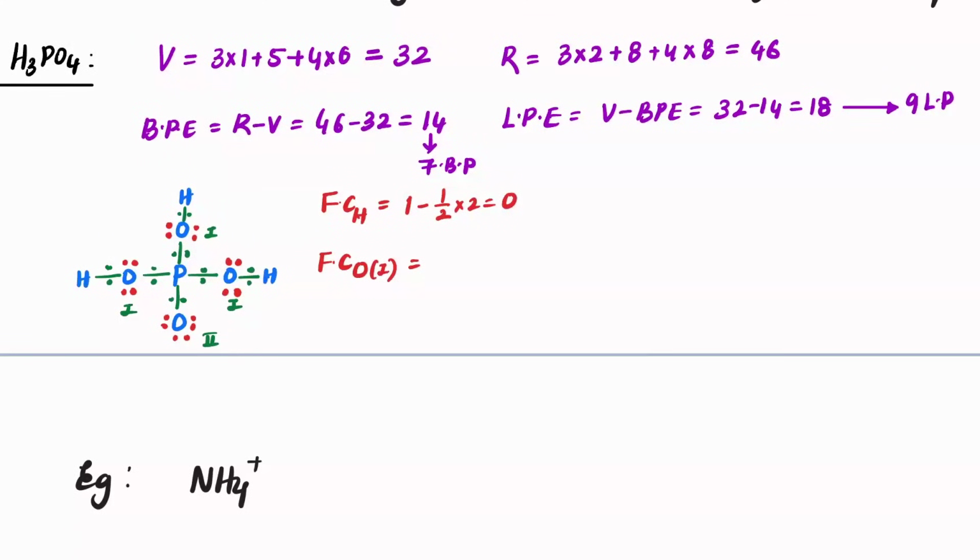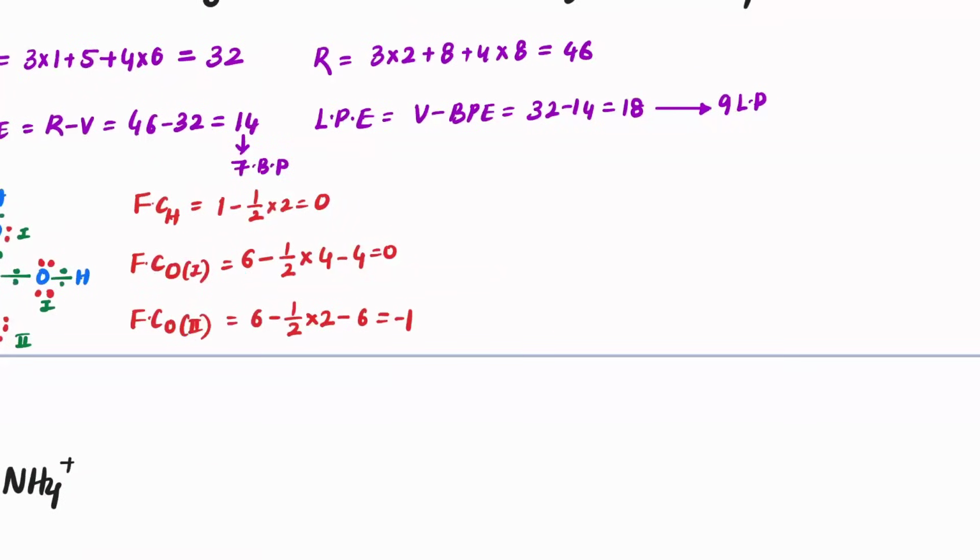So for the oxygen of the first kind, we have 6 valence electrons minus half into bonded electrons. How many bonded electrons do we have? 2 here and 2 here, so total 4, minus lone pair electrons, which are also 4. So that makes it 0. And next, formal charge of oxygen of the second kind. Second kind would be 6 minus half into bonded electrons, which are only 2, minus lone pair electrons, which are 6, so that makes it minus 1.